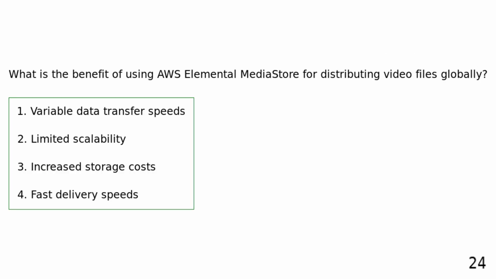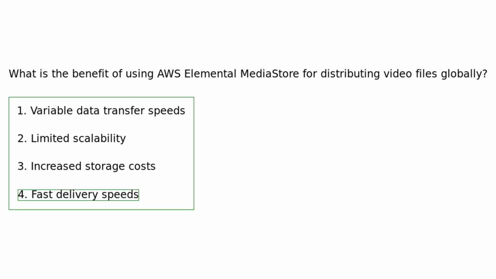What is the benefit of using AWS Elemental MediaStore for distributing video files globally? Variable data transfer speeds. Limited scalability. Increased storage costs. Fast delivery speeds. AWS Elemental MediaStore allows for fast delivery speeds when distributing video files globally, ensuring that users can access the content quickly regardless of their geographical location.